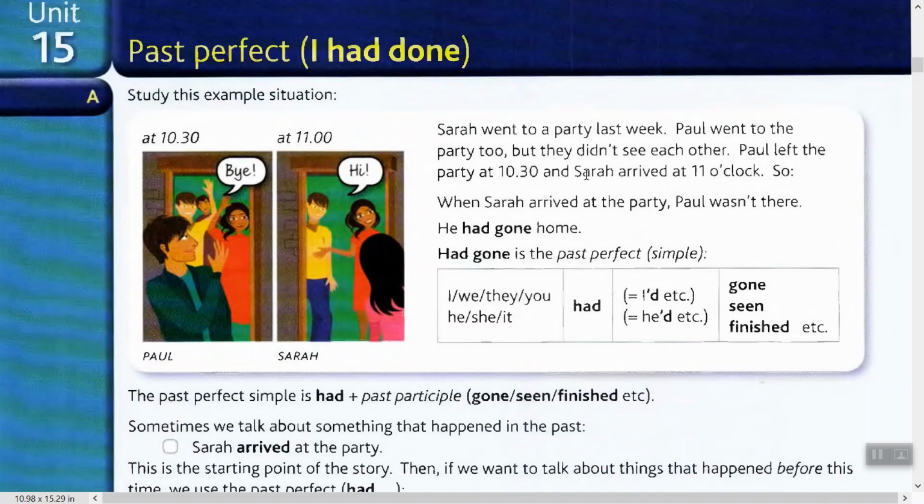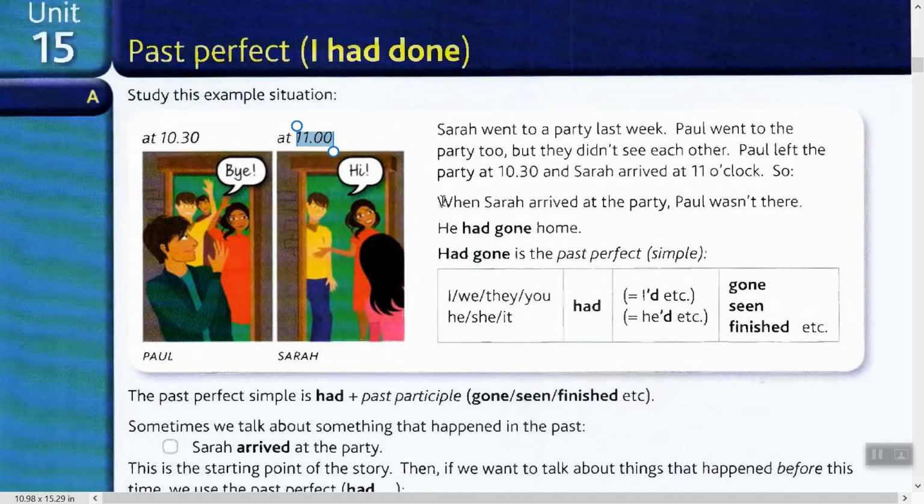This is past tense. Paul left the party at 10:30. You see here? 10:30. Left the party. At 10:30 yesterday, for example. Left the party at 10:30. And Sarah arrived at 11 o'clock. Sarah arrived at what? 11 o'clock. He left at 10:30, she came at 11 at night, for example. At 11 o'clock. That's why they didn't see each other. Neither saw the other.